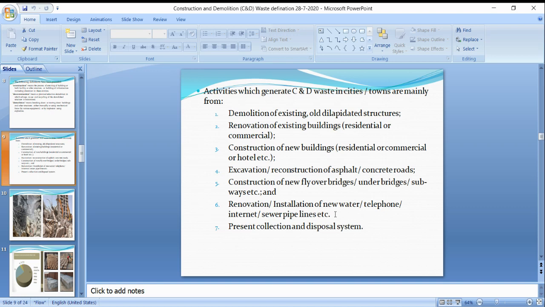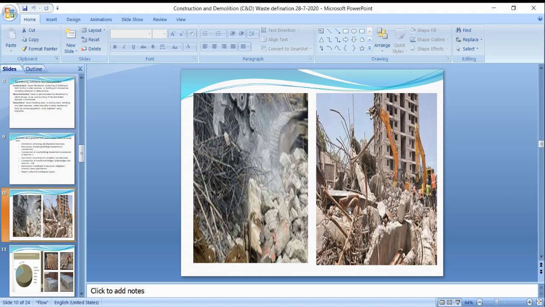Then the present collection and disposal system. How to collect and dispose is also one of the activities. Here we can see some of the demolitions. One of the problems might arise as in the second figure. You can see the crane crushing everything with the crawler. If there is any problem in the construction, they will demolish it, and again they will reconstruct it.